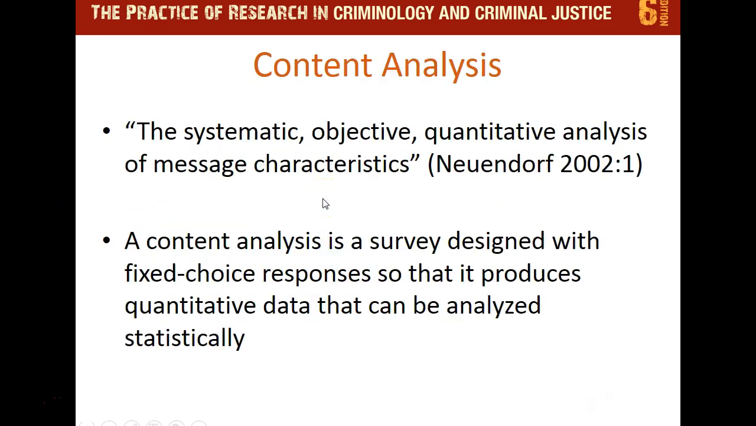Content analysis, another type of secondary data. It's the systematic, objective, quantitative analysis of message characteristics. And if you'll notice, this is actually not in APA. You would have to have a comma here, and then you have a comma here, page, period 1. Unless it's a paragraph, and then it's para, period 1.